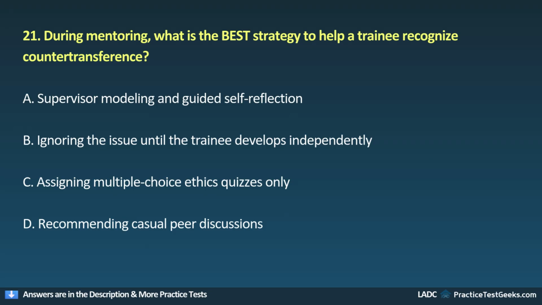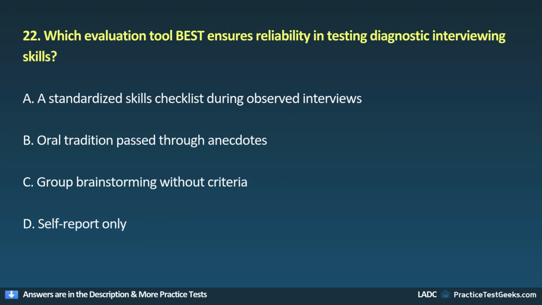A. Supervisor modeling and guided self-reflection. B. Ignoring the issue until the trainee develops independently. C. Assigning multiple-choice ethics quizzes only. D. Recommending casual peer discussions.